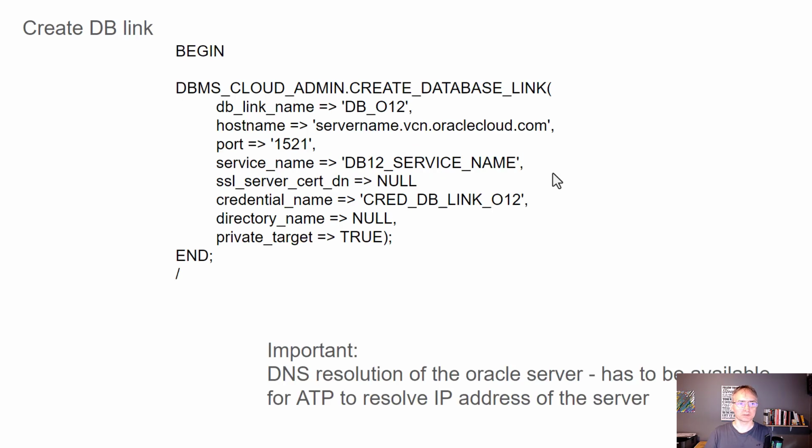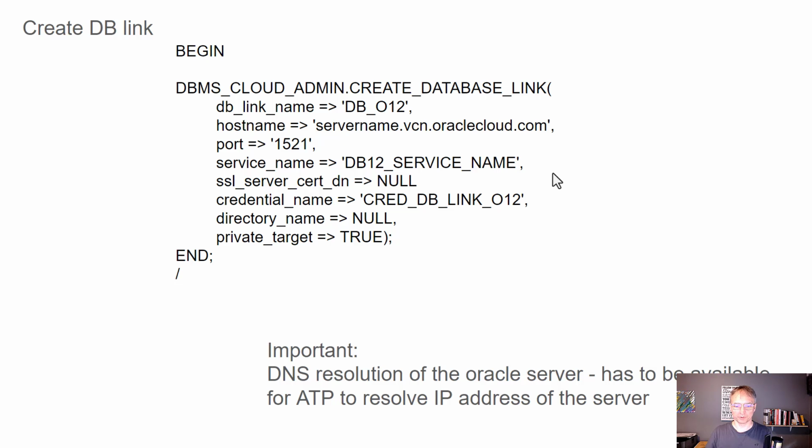Okay, now the second step is to create the database link. We need to execute this type of procedure. In this procedure, we will define the database name, the host name, the port, the service name, the credential name which is used to connect to that database, directory null, and private target true. The private target is because the database is in the private subnet. This is the private endpoint.